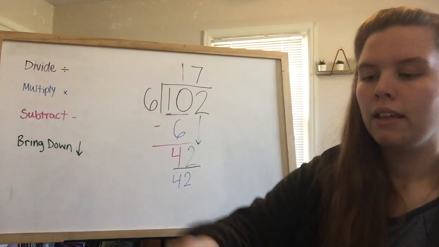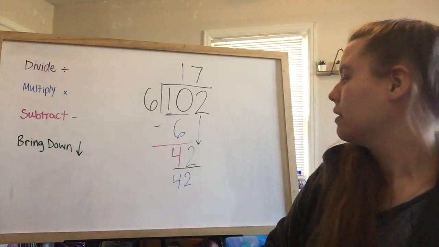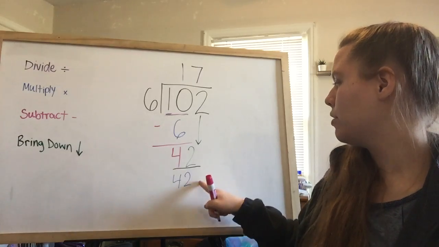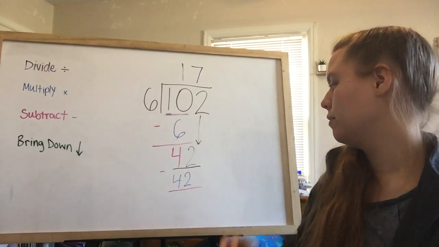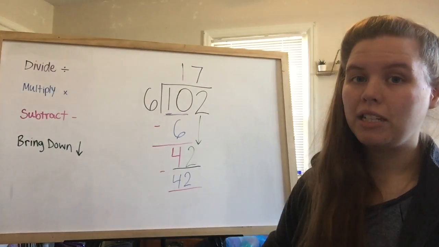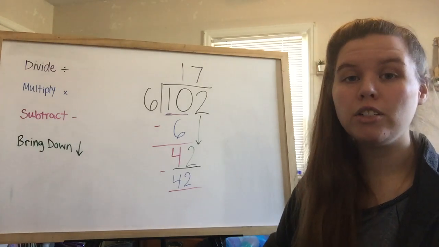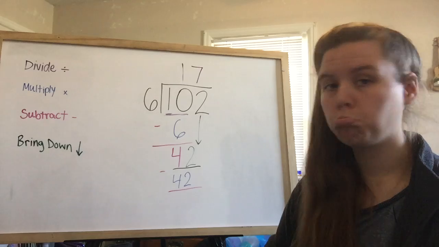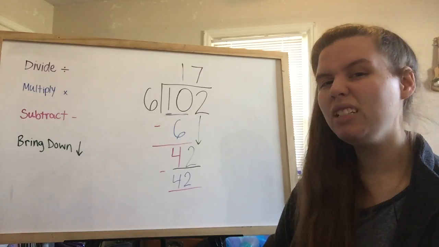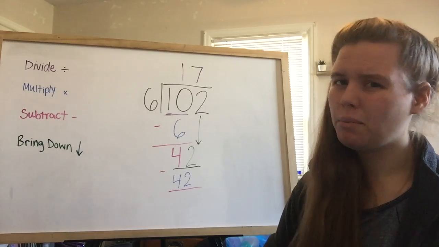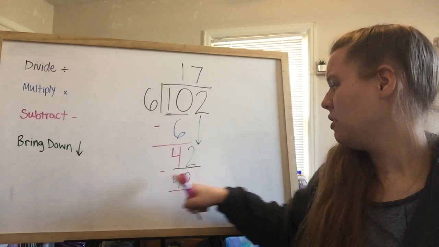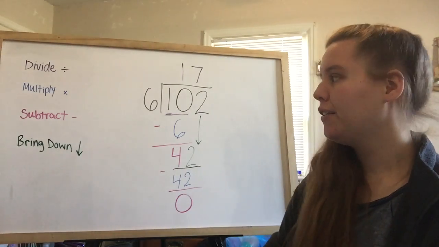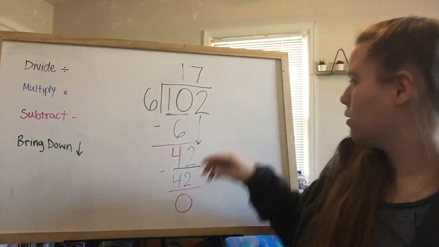Okay? And now I'm going to subtract. So before we subtracted 10 minus 6, now we're going to subtract 42 minus 42. So if I have 42 pieces of pizza and I eat all 42 pieces of pizza, how many pieces of pizza am I going to have left? 0. And I'll probably have a bellyache too. Don't eat that much pizza. 42 minus 42 is going to give me a 0.